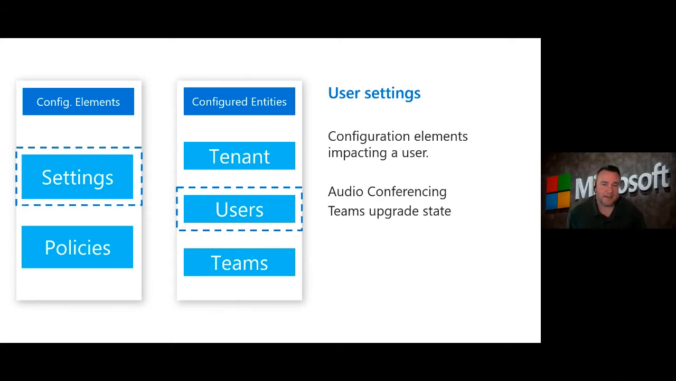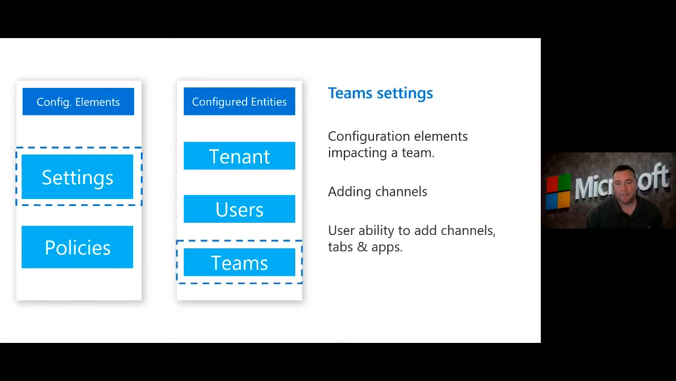Here are some of the settings that are set at the user level. You see things like audio conferencing, which lets us make some choices around which conference bridge a user is going to use in their meeting invite, or Teams upgrade state. This is particularly important to keep inside of a setting so that we can have more granular control of a user's upgrade experience from Skype for Business to Teams.